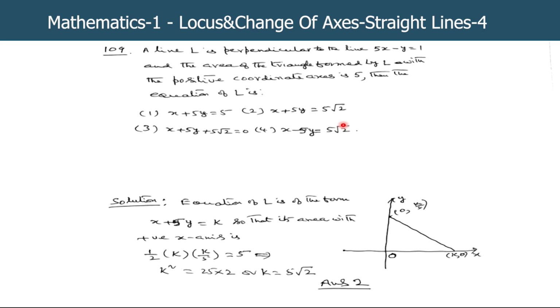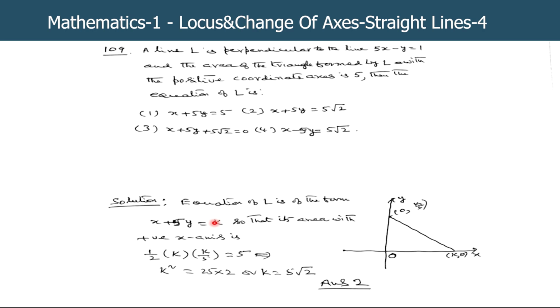Now, a line L is perpendicular to 5x minus y is equal to 1. So any line L perpendicular to 5x minus y is equal to 1 is of the form x plus 5y is equal to k. L must be of the form x plus 5y is equal to k because it is perpendicular to the line 5x minus y equal to 1.